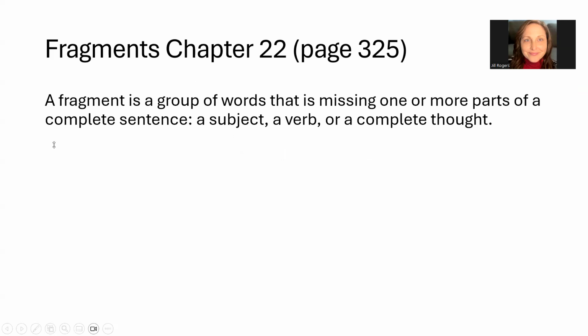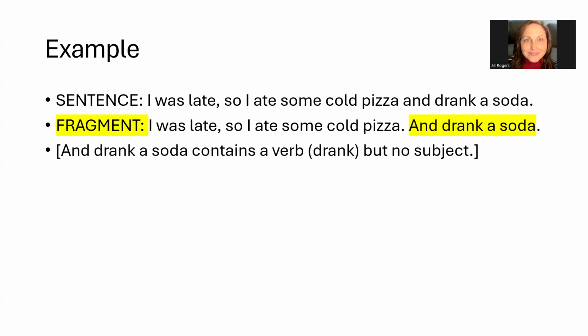So what is a fragment? A fragment is a group of words that is missing one or more parts of a complete sentence. So you should know that a complete sentence is a subject, a verb, and a complete thought. So all of your sentences have to have a subject, a verb, and a complete thought. If they don't, it is a fragment. Fragment is a big error. No one should have fragments in their work.